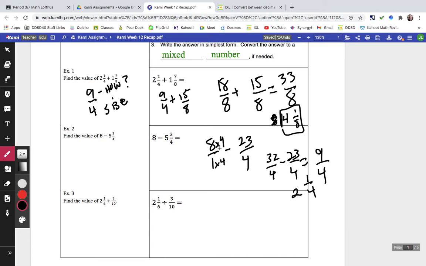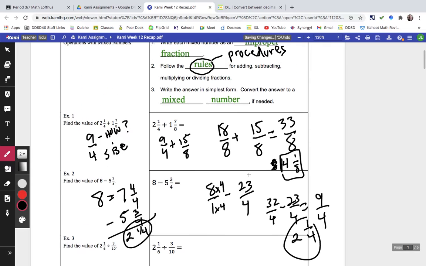Another really nice way that a student suggested was to change the 8 into a 7 4/4, and then just subtract 5 3/4, so we wouldn't even have to borrow. 7 minus 5 is 2, and 4 minus 3 is 1. So kind of a simpler way to get to 2 1/4.